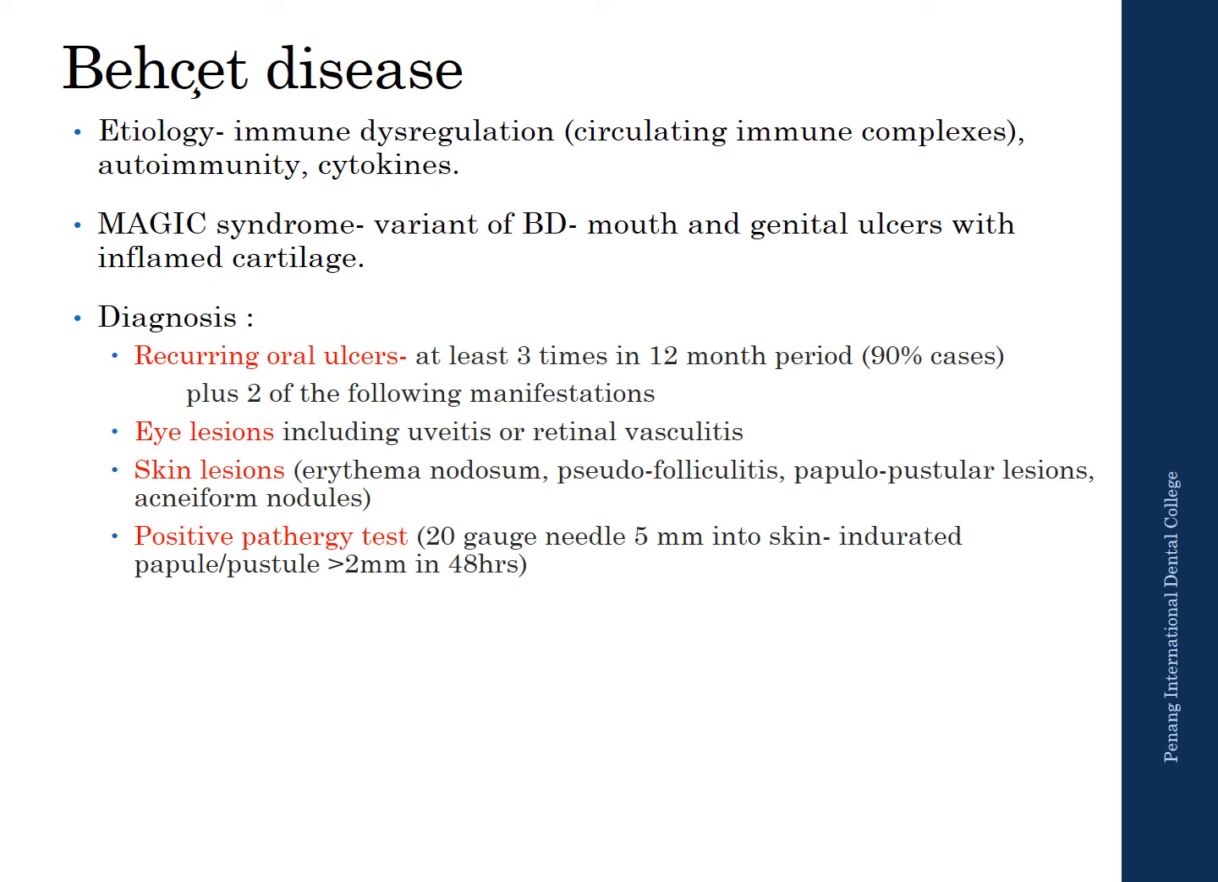It's important to understand Behcet's disease at this point. Behcet's is a very important differential diagnosis for aphthous, and the ulcers that are seen in Behcet's disease are very similar to the ones that are seen in aphthous. The etiology of Behcet's is immune dysregulation. There are circulating immune complexes. Autoimmunity and cytokine dysfunction is also thought of as an etiology.